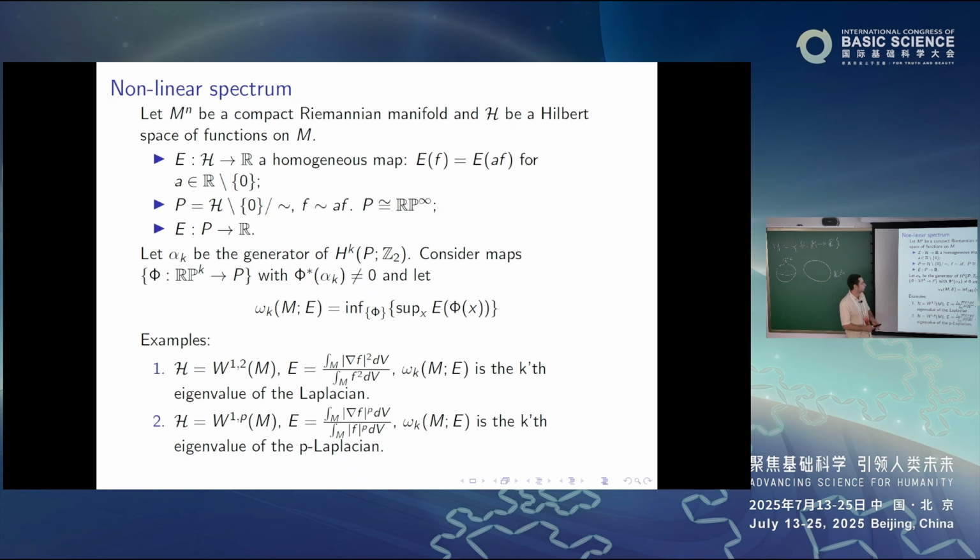For example, you can look at not a linear spectrum of a linear operator of Laplacian, but you can look at the p-Laplacian and do the same thing. And then you'll be able to find eigenvalues of the p-Laplacian. Right? Again, it's going to be a homogeneous map on your space of functions. In this case, the Sobolev space W^{1,p}, and these values will turn out to be eigenvalues of the p-Laplacian.